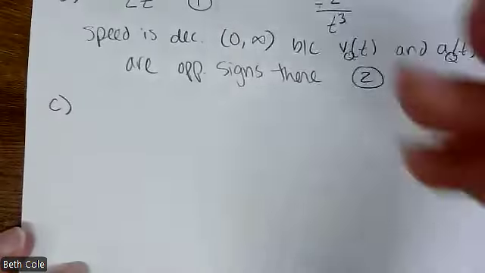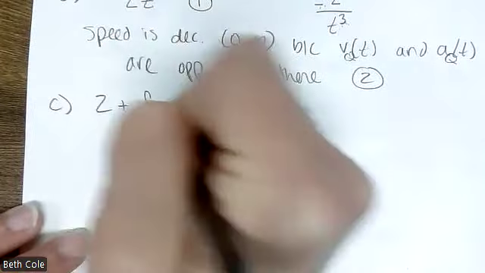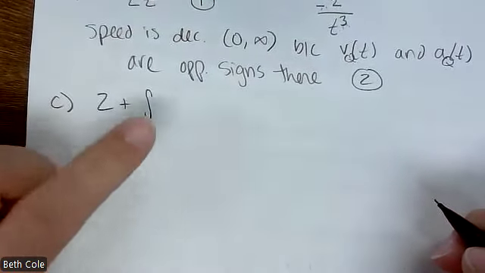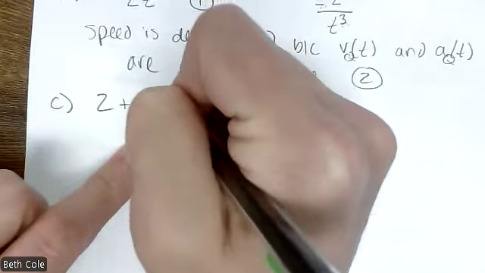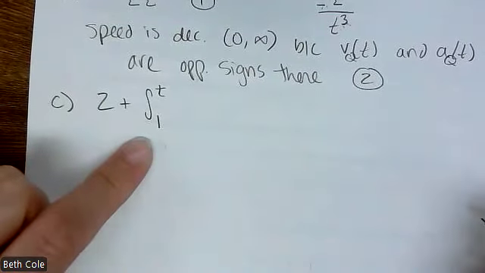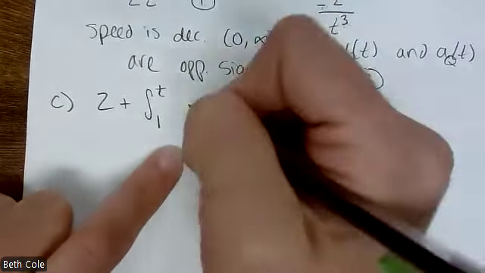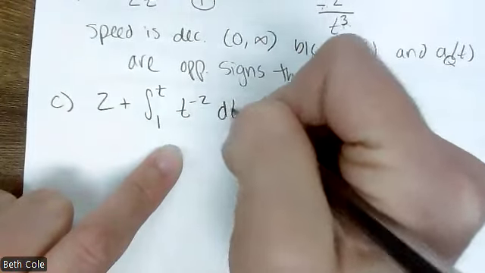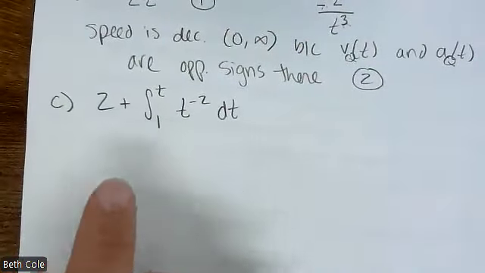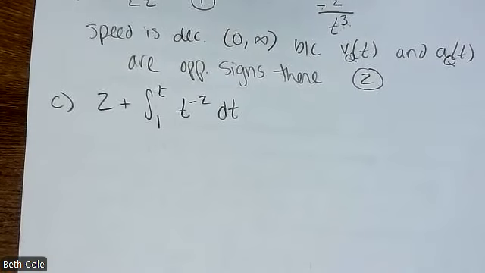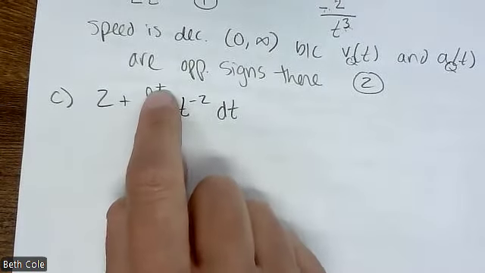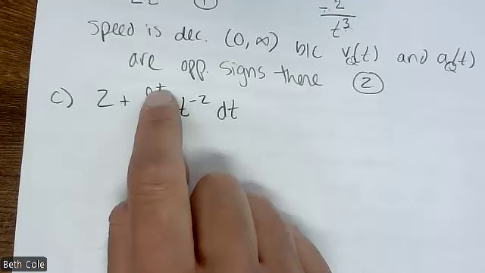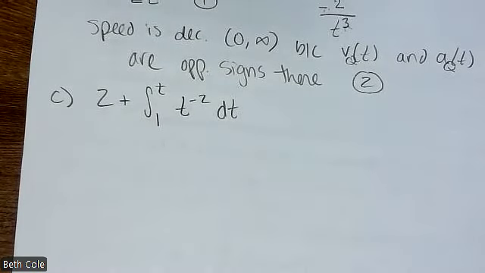So you're going to have 2 plus integral. Where does it start? Because it's not 0. 1 to wherever of your velocity, which was t to the -2. Now there should be 2 different letters of the alphabet. For example, if t is what's inside the integral, that shouldn't also be t. I'm just going to go with it though.